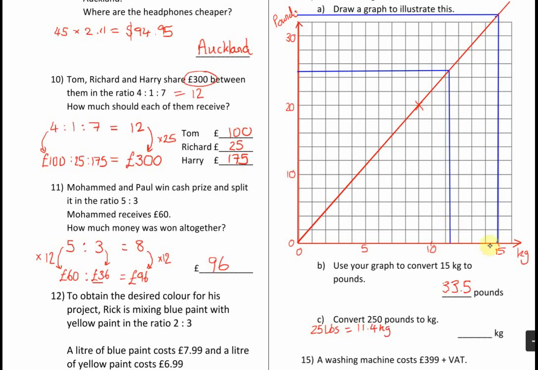We're using a conversion line, so it's not going to be perfect, and there will be some degree of allowance in the answer. So to scale that up to 250 pounds, I would times by 10, so this would be 114 kilograms. Okay.